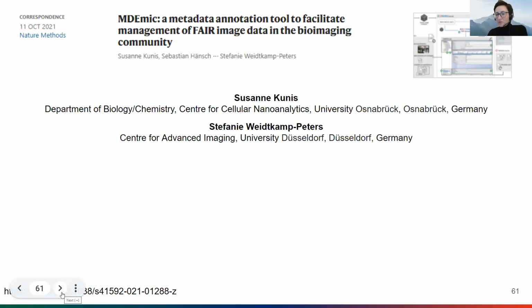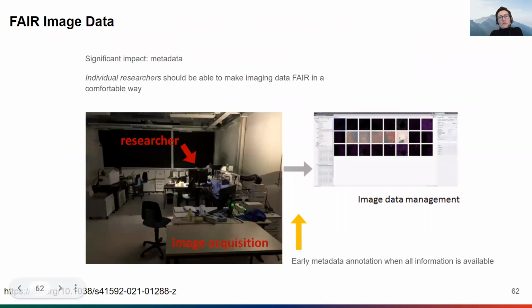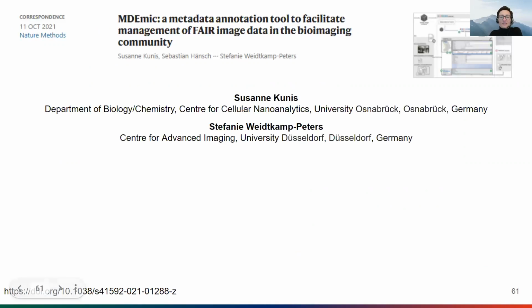Yes, my name is Susanne Kunis. I'm working at the Cernannos and at the University of Osnabrück. This is a multidisciplinary center with light and electron microscopy, and I want today to report on MDEmic. This is a metadata annotation tool to facilitate the capturing of microscope relevant metadata.